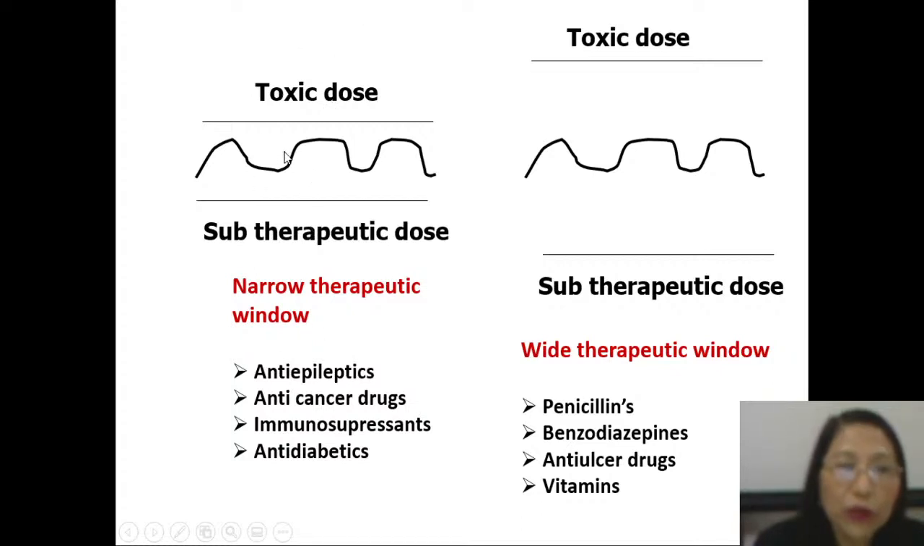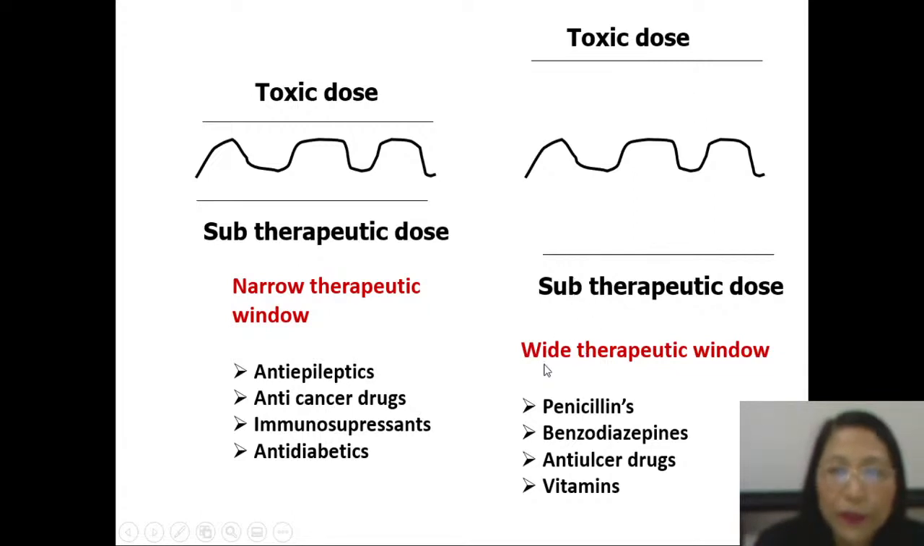So, the drugs with a narrow therapeutic window. This is the range between the subtherapeutic dose and the toxic dose. Below this, the drug is not effective, and above this, the drug becomes toxic. For drugs which have a narrow therapeutic window, we will need to do therapeutic drug monitoring. For drugs which have a wide therapeutic window, we may not need to do therapeutic drug monitoring.